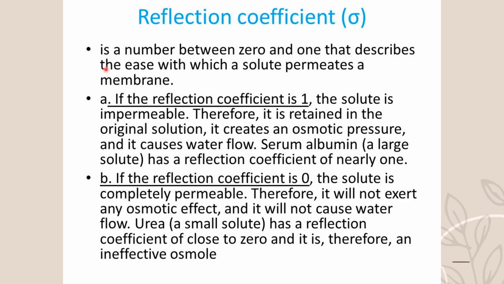So the reflection coefficient is a number between 0 and 1 that describes the ease with which a solute permeates a membrane. If the reflection coefficient is 1, the solute is impermeable. Therefore, it is retained in the original solution. It creates an osmotic pressure and it causes the flow of solvent or water flow. Now, if the reflection coefficient is 0, that means solute is completely permeable. Therefore, it will not exert any osmotic effect and it will not cause water flow. So the osmosis, we can say, it is proportional to the concentration gradient of the solvent as well as the reflection coefficient of the membrane.